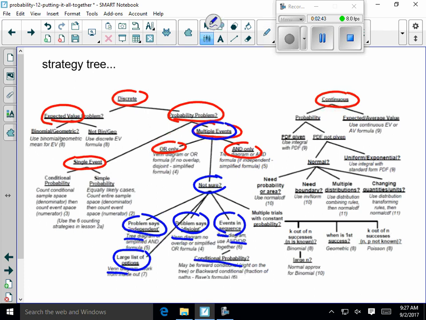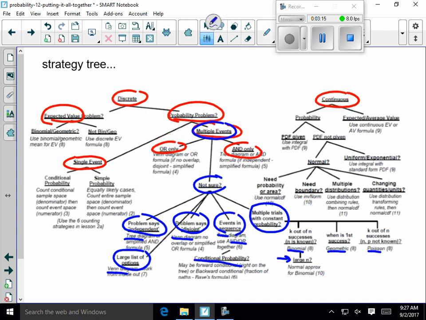All right, and then if you have multiple trials with constant probability, we'll start getting into problems like that here. Then you can potentially use one of the three standardized models: the binomial model, the geometric model, or the Poisson model. The binomial model is when you're talking about k out of n successes, like 2 tails out of 10 trials. And if you have large enough n, sometimes it's better to use the normal approximation. We'll see a problem like that.